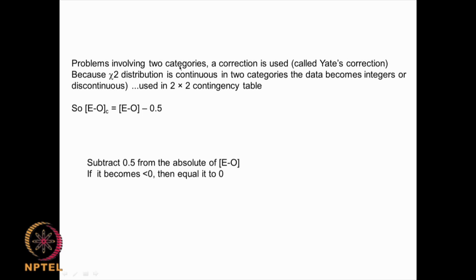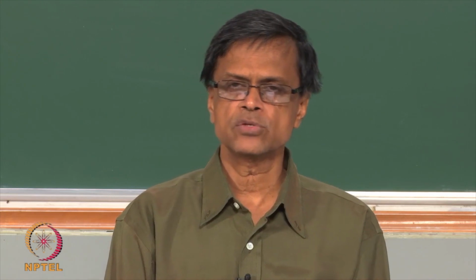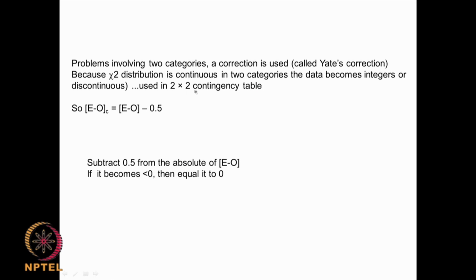Especially when you are using only 2 categories, there is something called the Yates correction. You need to perform that especially when you have a 2 by 2 type of data. That means I have male, female, and success, failure. Male, female could be in the column, success, failure could be in the row. That is called a 2 by 2 contingency table.